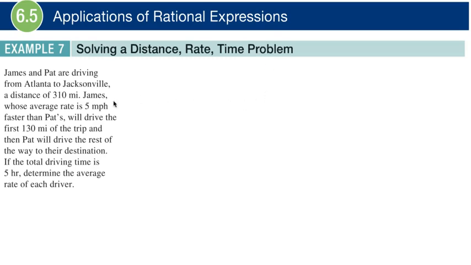James, whose average rate is 5 miles per hour faster than Pat's. Now he will drive the first 130 miles of the trip, and then Pat will drive the rest of the way to the destination. And if the total driving time is 5 hours, determine the average rate of each driver.